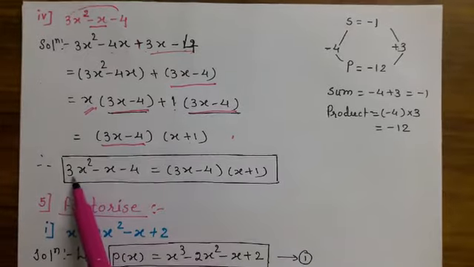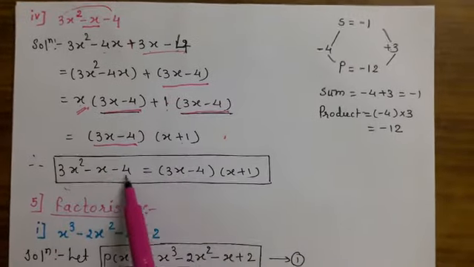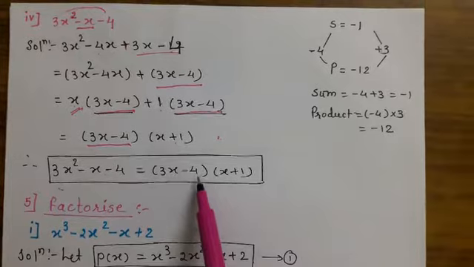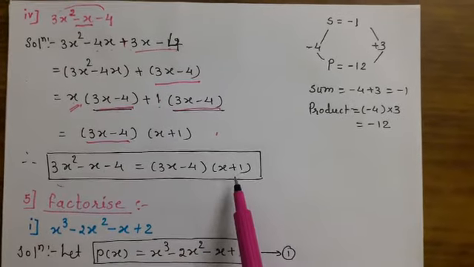So we are going to get here the two factors of 3x square minus x minus 4, which are nothing but 3x minus 4 in the first bracket and in the second bracket x plus 1.